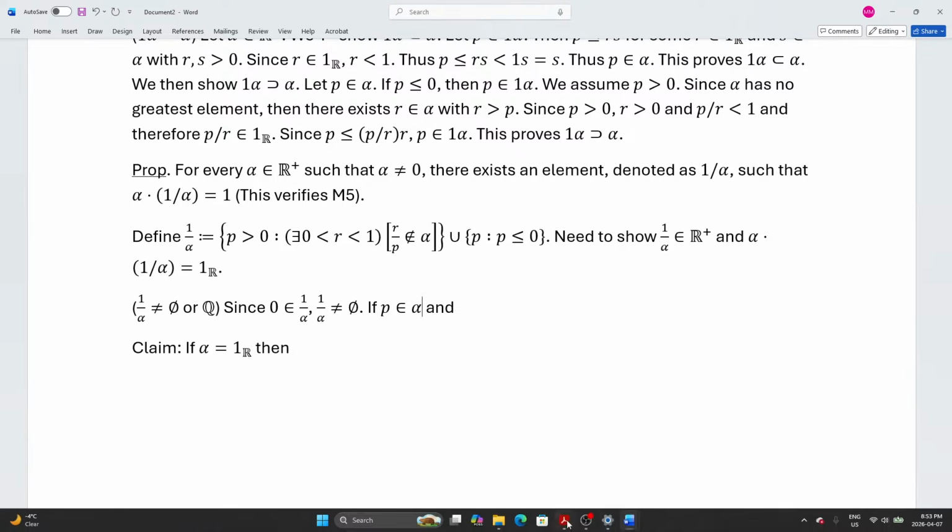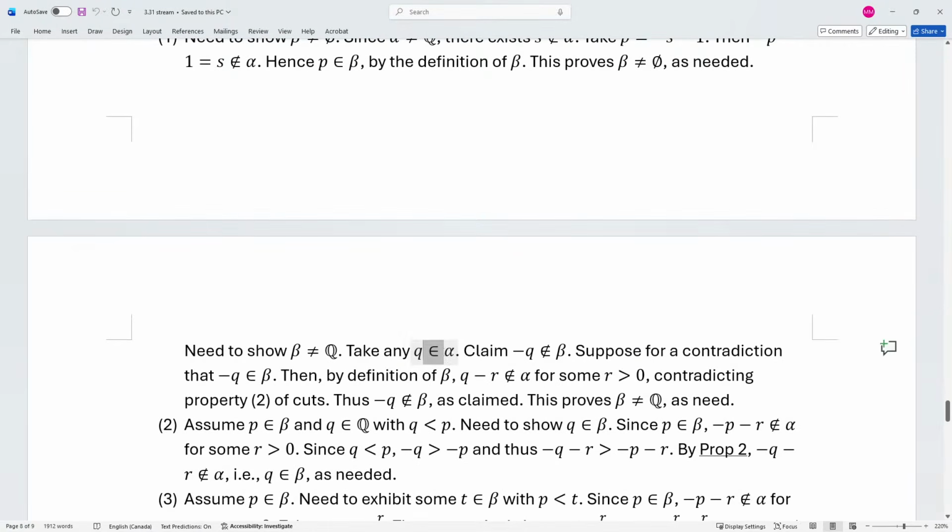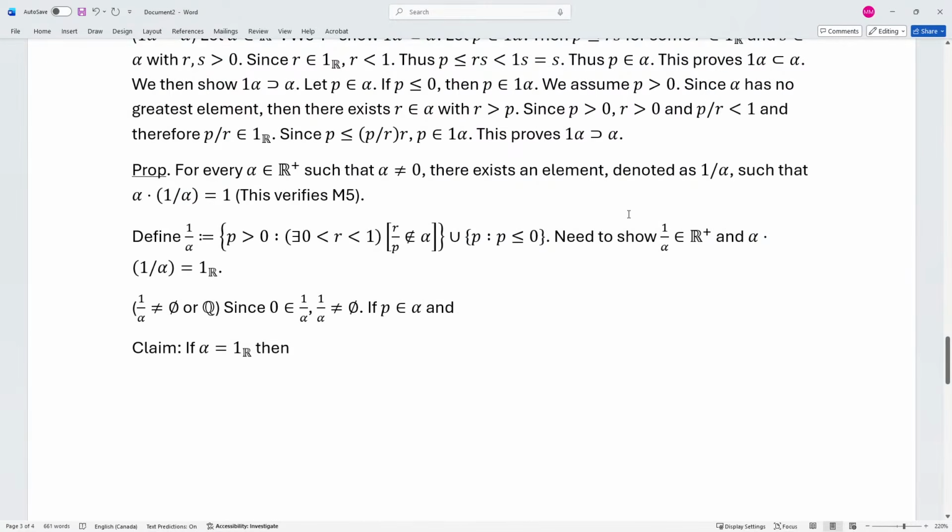My apologies, I'm getting a little bit tired. So if Q is in alpha, then we claim that this is not in beta. If this is not in beta, then this shows beta is not the whole Q. I'm using the case where A is equal to 1R to show that 1 over A is not Q. That's the idea behind that comment.